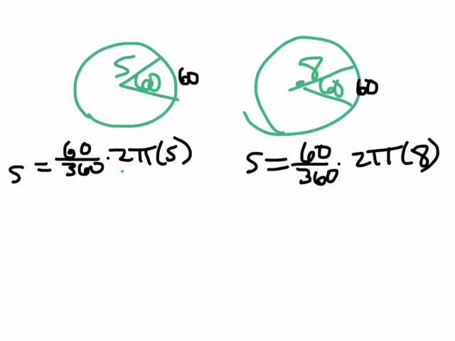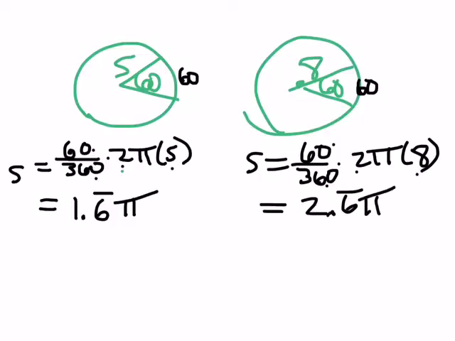If I enter these in, 60 over 360 times 2 times 5, and I'm going to leave the pi out, I would get 1.6 repeating pi, 1.67. You should do these as well. Try these out in your calculator: 60 over 360 times 2 times 8 over here. 2.6 repeating pi, 2.66, and so on.